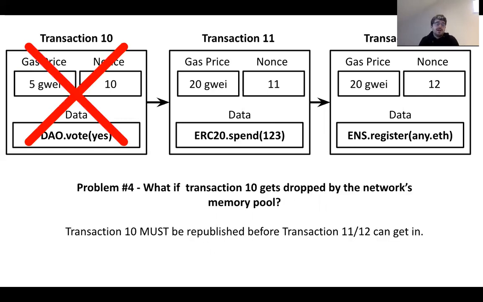Another issue that may arise is, what if the network gets congested, the pending pool is full, and then transactions start getting dropped from the network? Well, in this case, transaction 10 gets dropped from the network, and now transaction 11 and transaction 12 cannot be accepted into the network. Bob, the baby, has to republish transaction 10, hopefully with a higher fee, before transaction 11 and transaction 12 can be accepted.